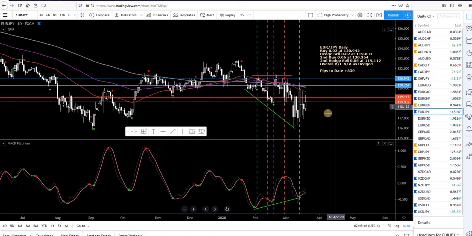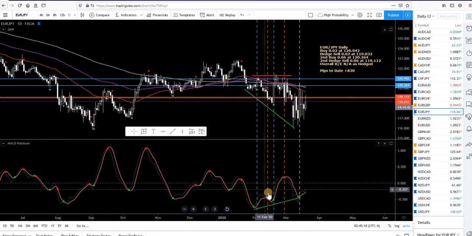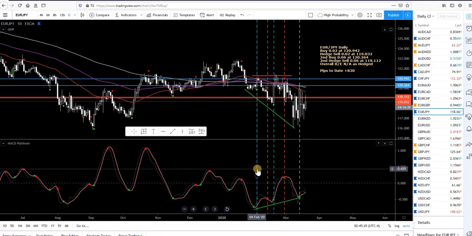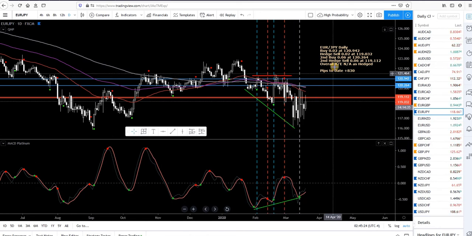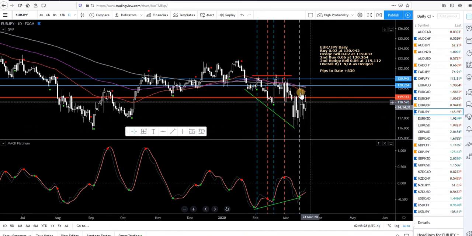Euro yen, another yen problem pair. I'm going to buy, hedge, sell, second buy, second hedge, sell. So overall hedged at the moment and looking for a new buy signal. Now whether that comes or not, these trades are just locking in a loss at the moment.